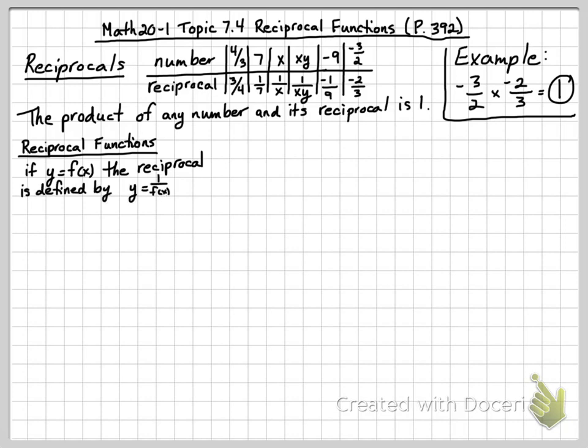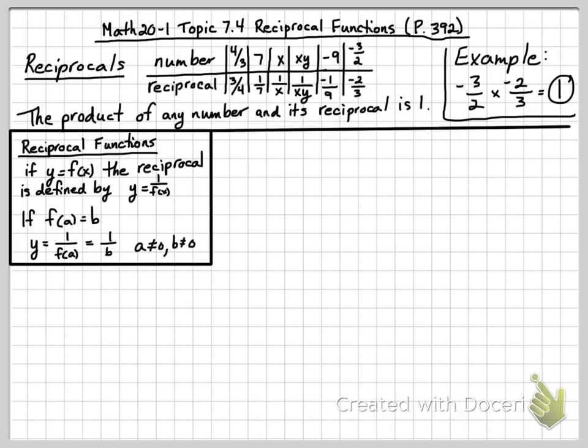Reciprocal functions. If y is equal to f(x), the reciprocal is defined as 1/f(x). And if f(a) is equal to b, then we say 1/f(a) has got to be 1/b. And of course, a and b cannot equal 0. Let's look at an example and try to make some sense out of all that.